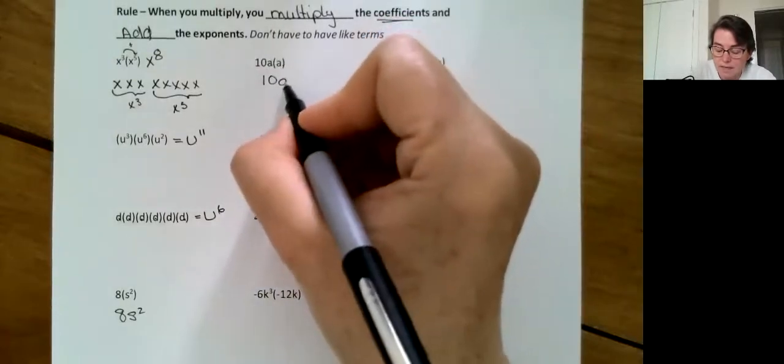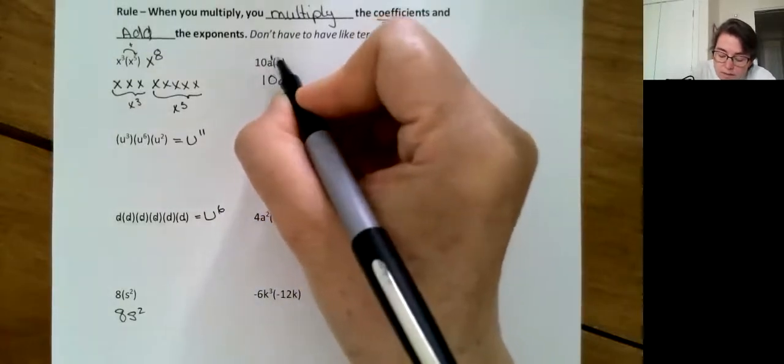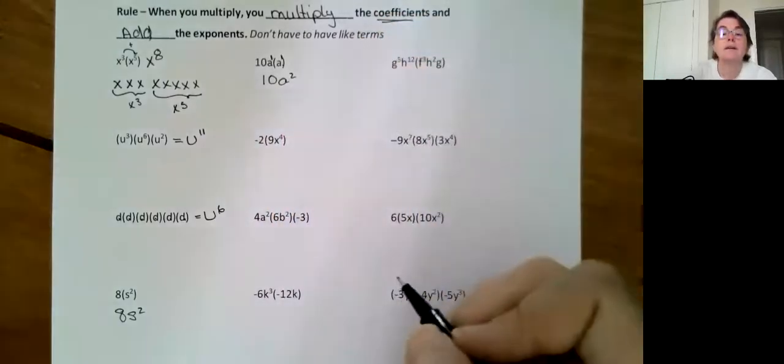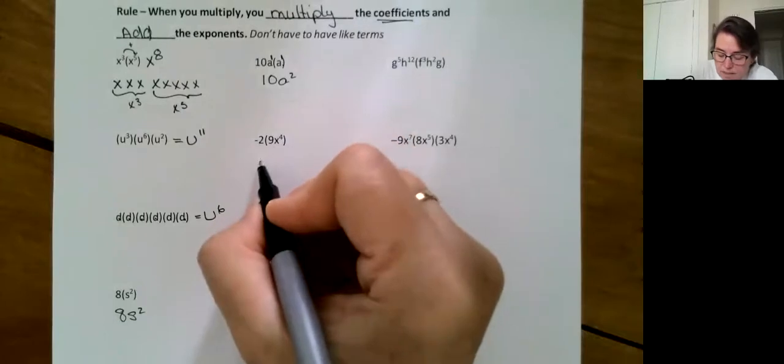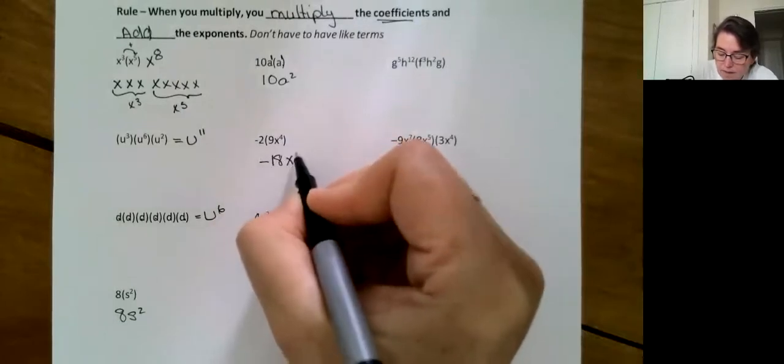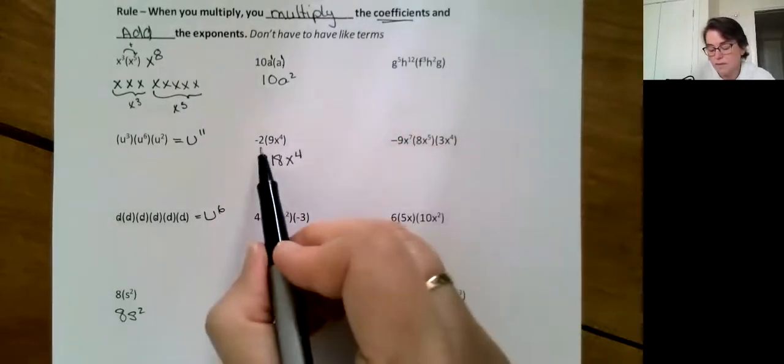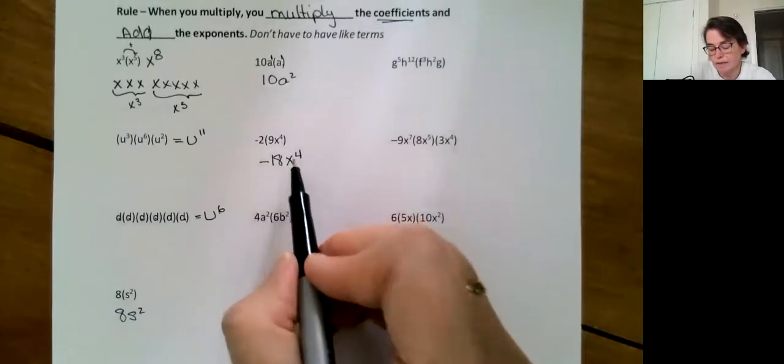A times a is a squared. Or you can think there's an understood 1 there. There's an understood 1 there. And when you add 1 and 1, you get 2. Negative 2 times 9 is negative 18. X to the fourth. So sometimes you only have to work with a coefficient, and then you bring the other stuff down.